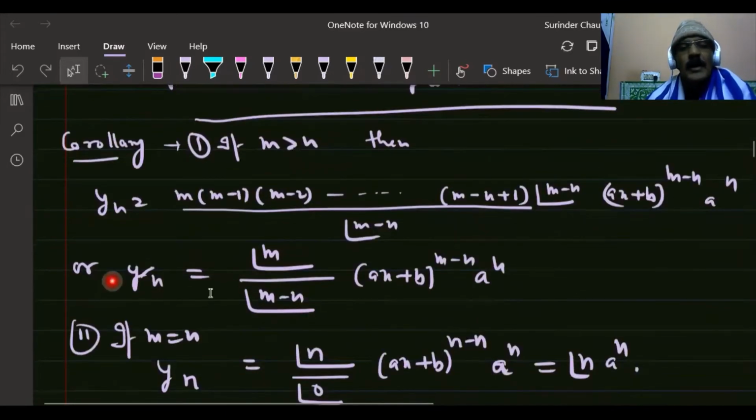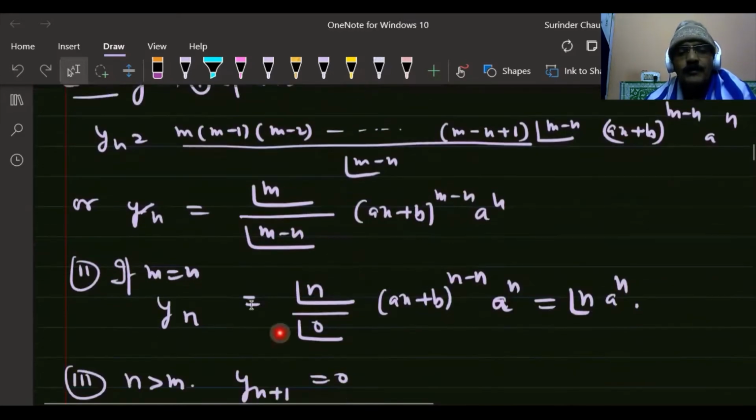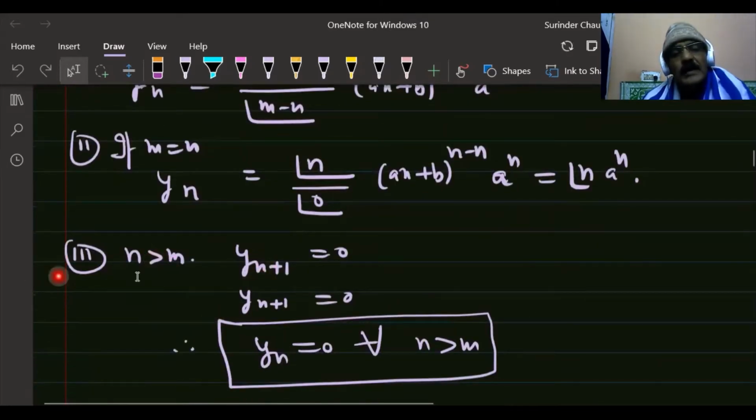So these are the n derivatives. If m becomes equal to n, then we can write m factorial or n factorial. m minus n is 0, and 0 factorial is equal to 1, so we can replace m by n. The n-th derivative is n factorial times a^n. If we find the same order derivative, we get factorial. If n is greater than m, the power of the function is less than the order of the derivative, then the higher derivative will become 0.